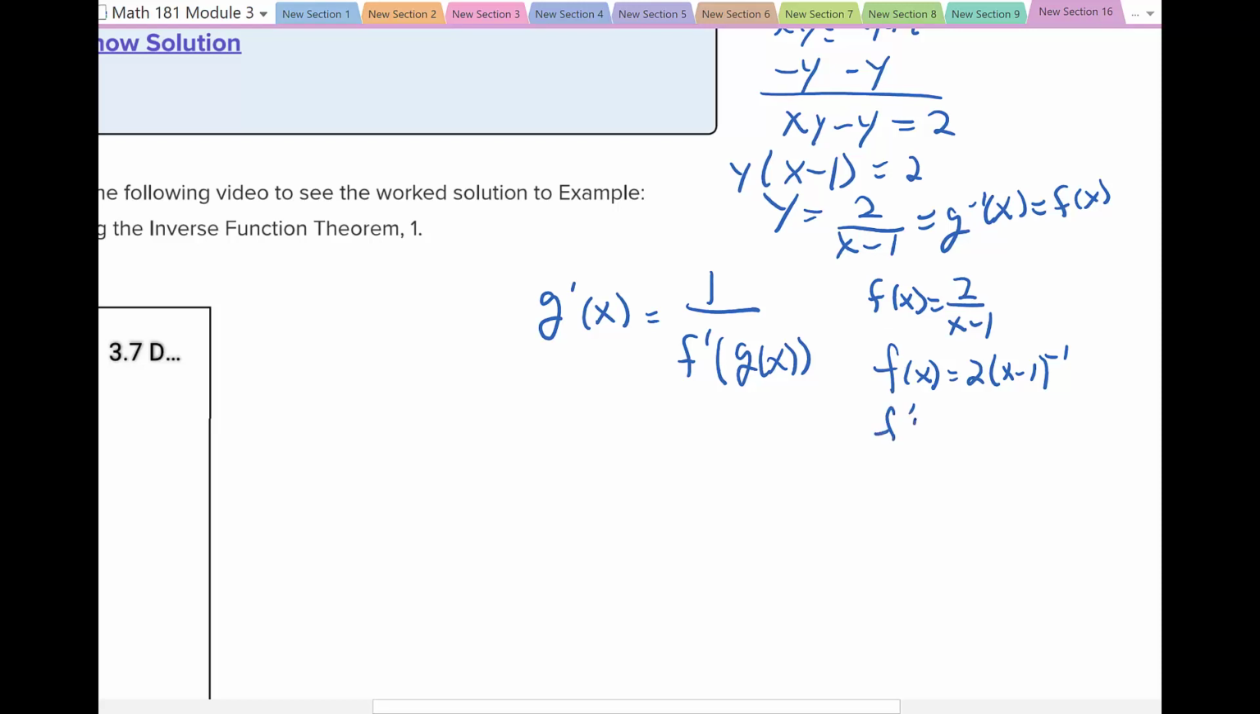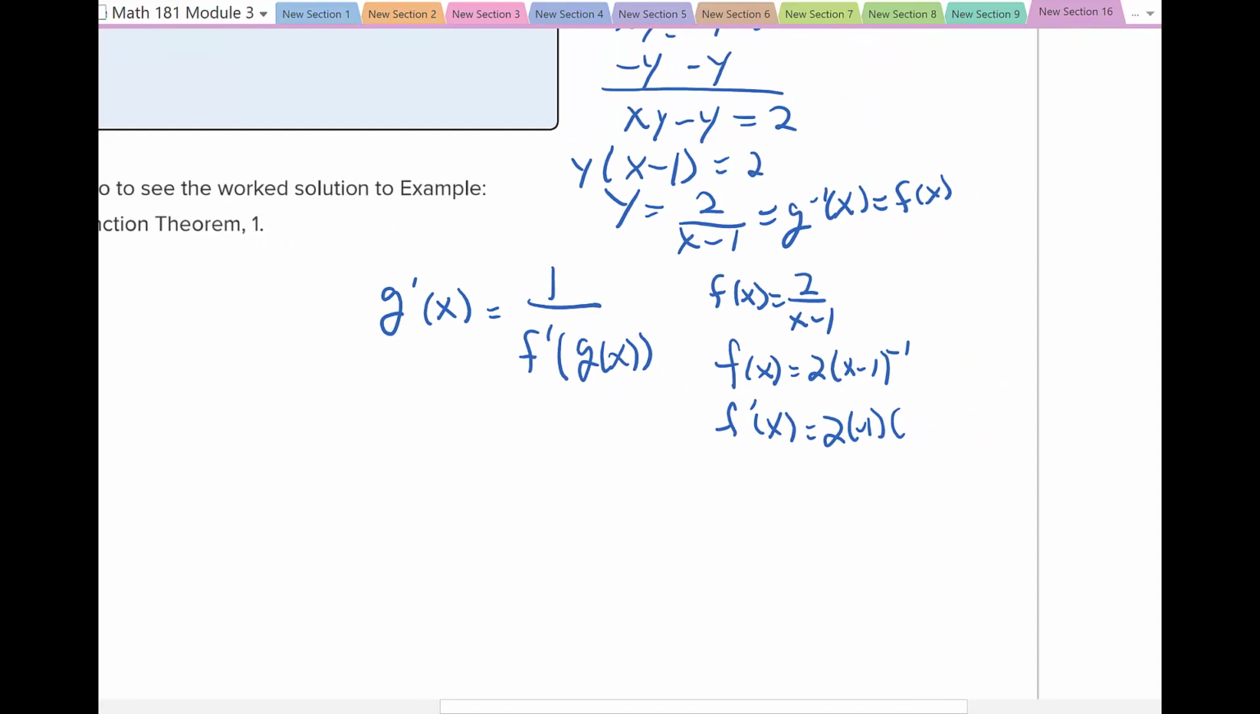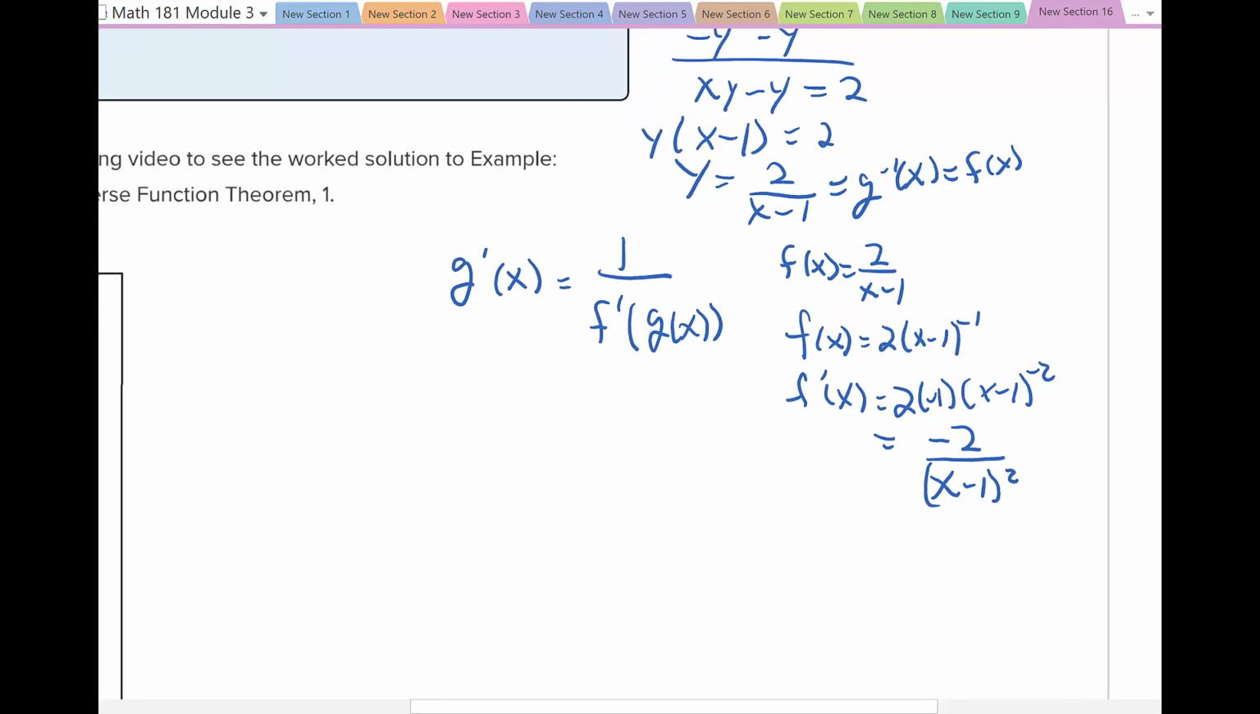So our f prime of x is going to be 2 times negative 1 times x minus 1 to the negative 2 power, or negative 2 over x minus 1 squared. Okay, fun. So we're looking for g prime, 1 over f prime of g of x.